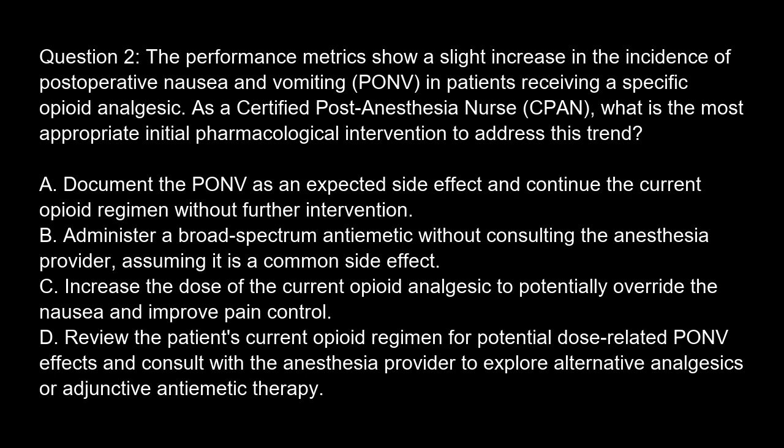Option A. Document the PONV as an expected side effect and continue the current opioid regimen without further intervention. Option B. Administer a broad-spectrum antiemetic without consulting the anesthesia provider, assuming it is a common side effect. Option C. Increase the dose of the current opioid analgesic to potentially override the nausea and improve pain control. Option D. Review the patient's current opioid regimen for potential dose-related PONV effects and consult with the anesthesia provider to explore alternative analgesics or adjunctive antiemetic therapy.